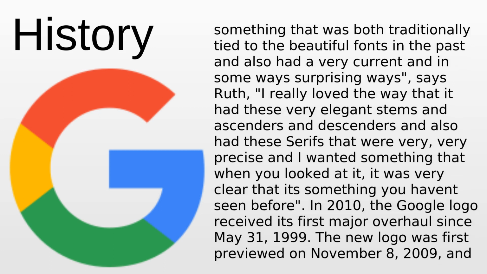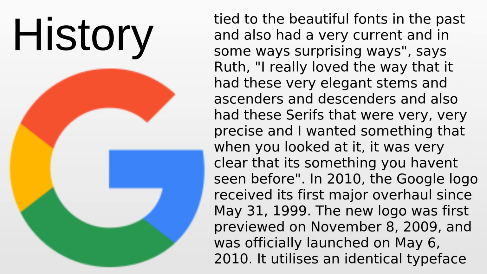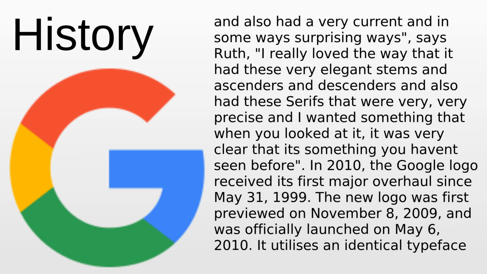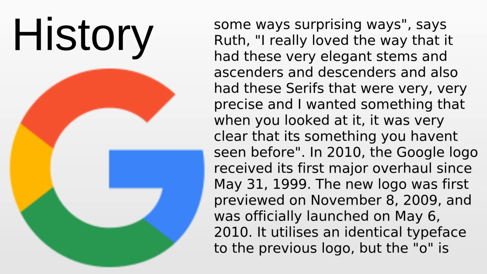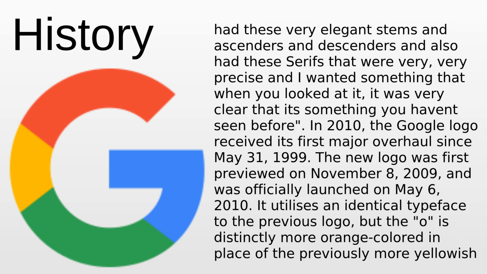"I really loved the way that it had these very elegant stems and ascenders and descenders, and also had these serifs that were very, very precise, and I wanted something that when you looked at it, it was very clear that it's something you haven't seen before."